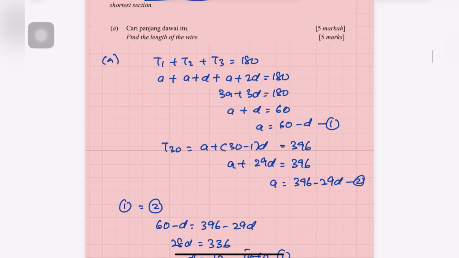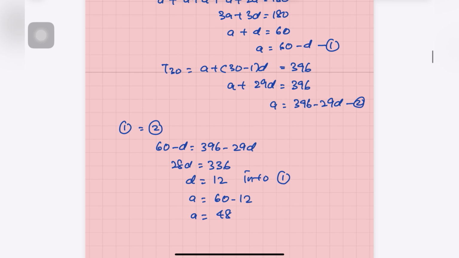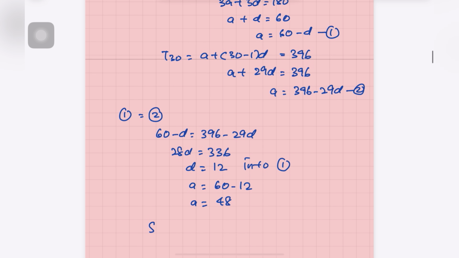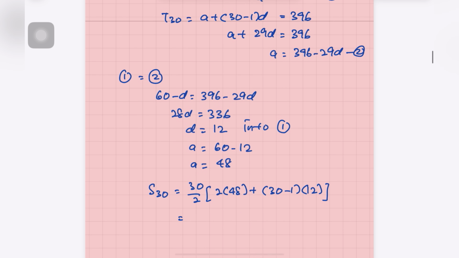The length of the wire means the total length, the total length for all 30 sections. So that means we need to find S30. S30 equals to the formula n over 2, so 30 over 2, 2A. 2A is 2 times 48 plus n minus 1, 30 minus 1, D is 12 just now. So we can find all of this: 6660. You all press the calculator.